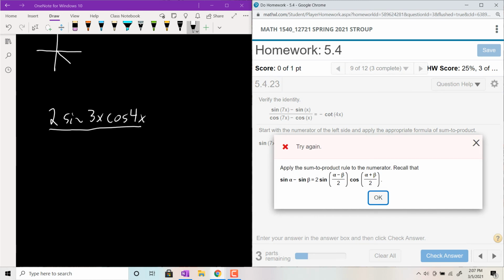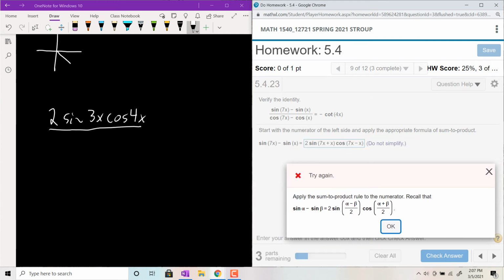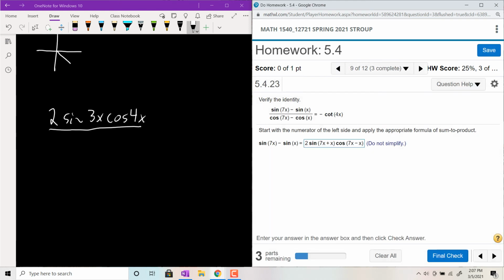Do I have the formula written wrong? What the heck did I do? Oh, I didn't divide it by 2. I have to put that 2 on the bottom. Oh, that's a bummer. All right.